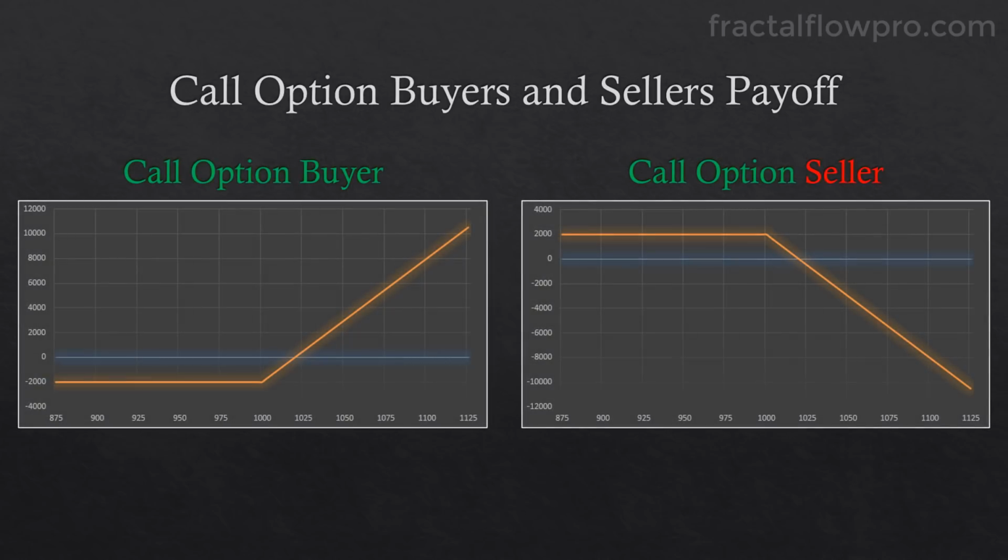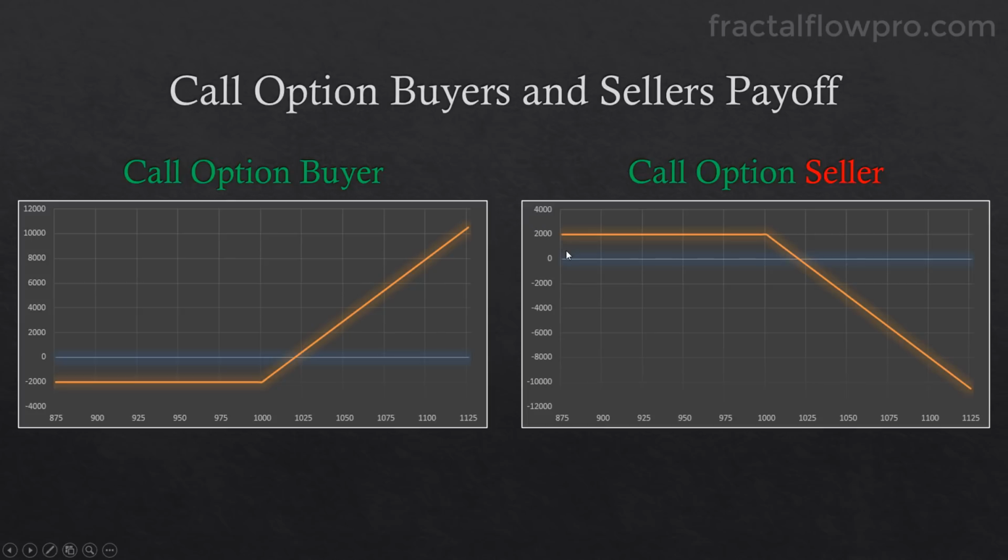As we saw earlier, the call option buyer has a risk that is limited to the option premium. If the call option is below the strike price at the expiration date, the trader will not exercise the option, and his loss will be equal to the option premium. In other words, if the call option buyer loses the option premium, it means that the call option seller wins the option premium. We can see in the call option seller payoff chart that if the underlying stock price is below the strike at the expiration, the call option seller will have a profit equal to the option premium.